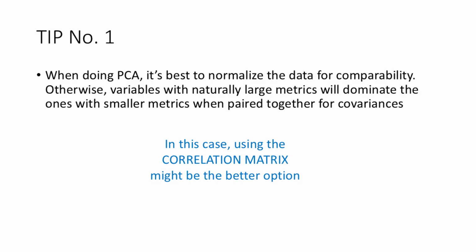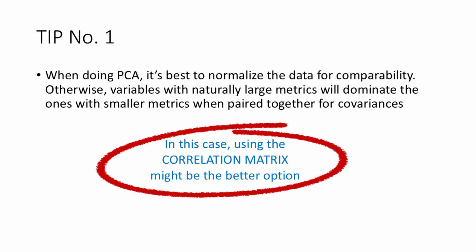And before we go, here are two important tips. Tip number one. When doing PCA, it's best to normalize the data for comparability. Otherwise, variables with naturally large metrics will dominate the ones with smaller metrics when paired together for covariances. In this case, using the correlation matrix might be the better option.